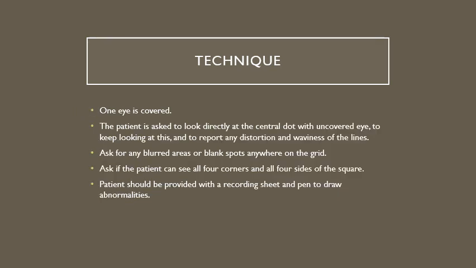Each eye is tested separately, so one eye should be covered, and the patient is asked to look at the central dot with the uncovered eye, and keep looking at that dot, and report any distortion and waviness of lines, any blurred areas or blank spots. We also ask if the patient can see all four corners and all four sides of the squares, and we can provide a recording sheet and pen to draw the abnormalities.